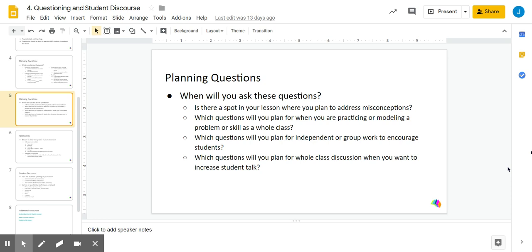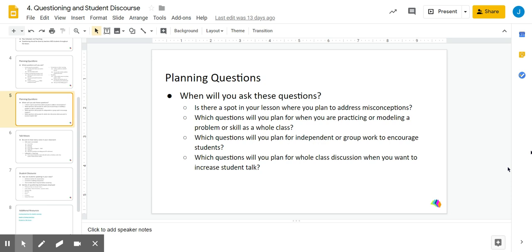Another part of planning questions is thinking about when you will ask these questions. So, is there a spot in your lesson where you plan to address misconceptions? Maybe you have some data based on this class or even previous classes where you know students tend to have some misconceptions. Is there a spot where you can plan questioning to help students address this?